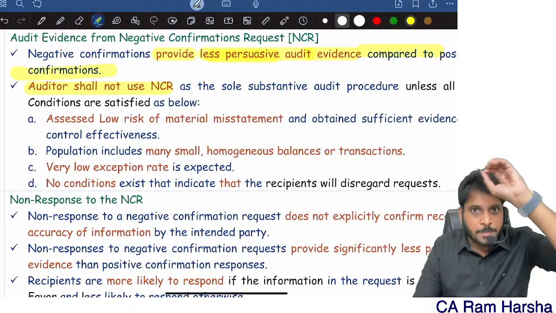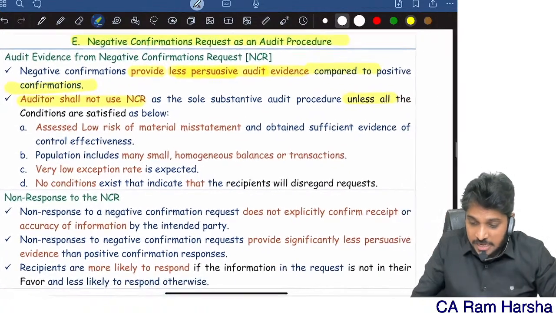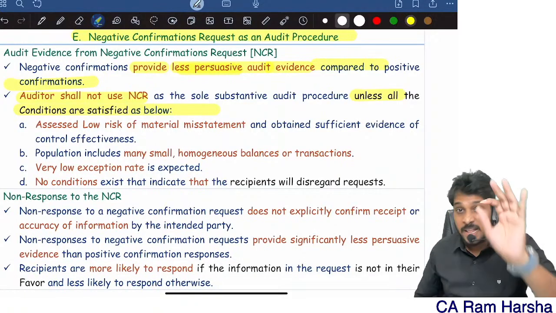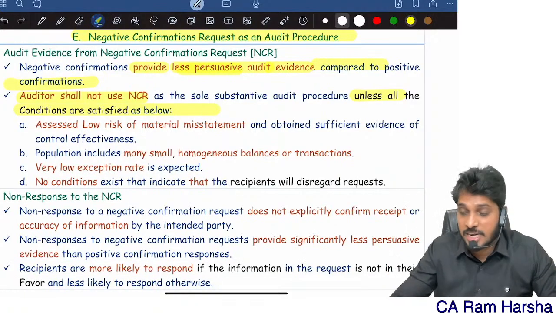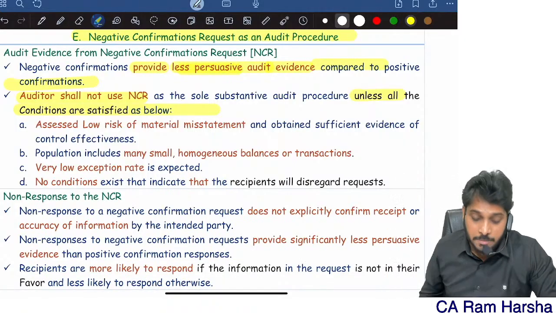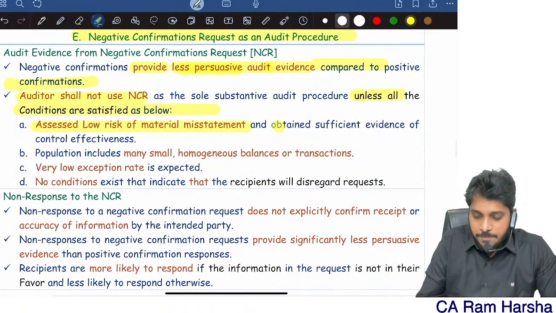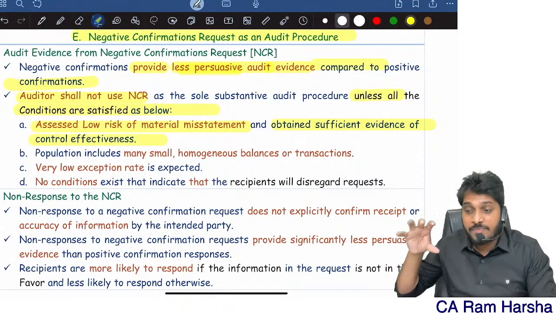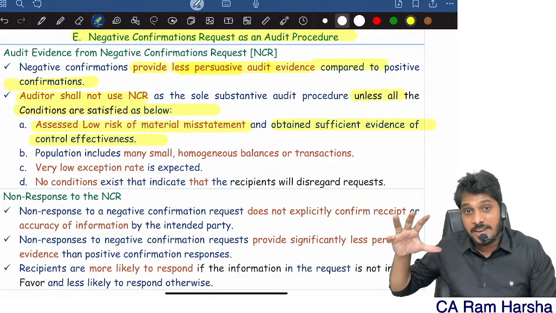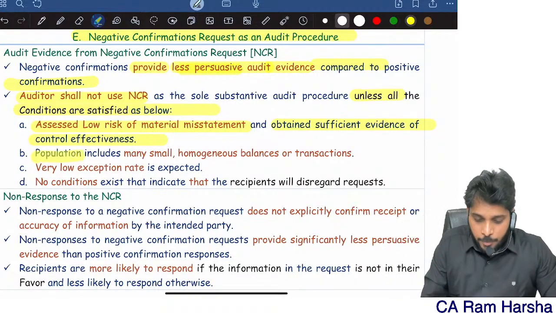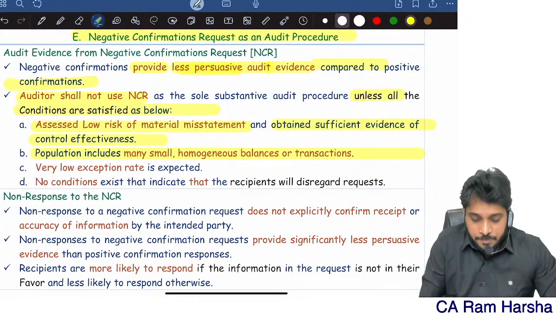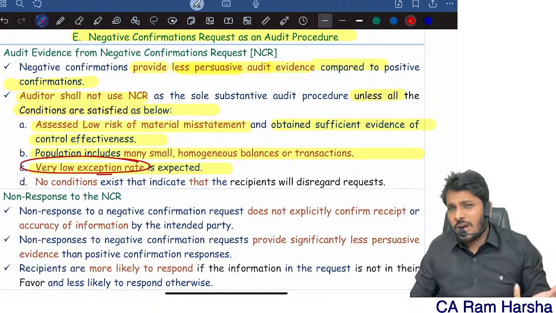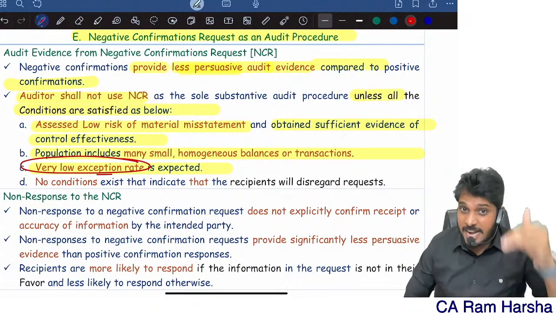Negative confirmation request you are prohibited to use unless all the conditions below are satisfied. All the following conditions must be there. Then only, in that class of transaction, in that account balance, negative confirmation can be used. Assessed low risk of MMS and obtain evidence of control effectiveness. In our client, no controls are effective, and on the debtors or creditors, you got evidence that low risk is there. Population includes small items. They are all small items. Low exception rate is expected. Exception rate is low, I agree.